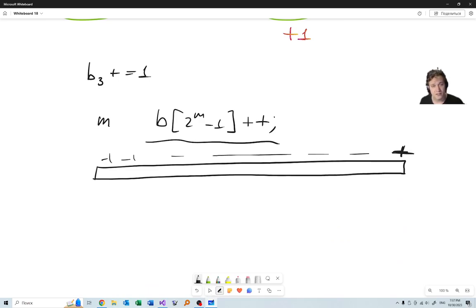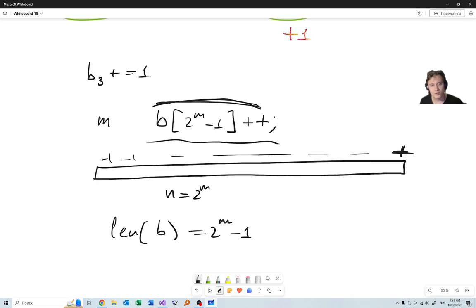But why? Yeah, because you had to increment some element. Actually, this can only happen if n is 2 to the m, because in this case the length of b is 2 to the m minus 1. So you cannot add 1 to this element because it doesn't exist. You can either just pretend that it exists, for example, add 0 here or add plus infinity here.